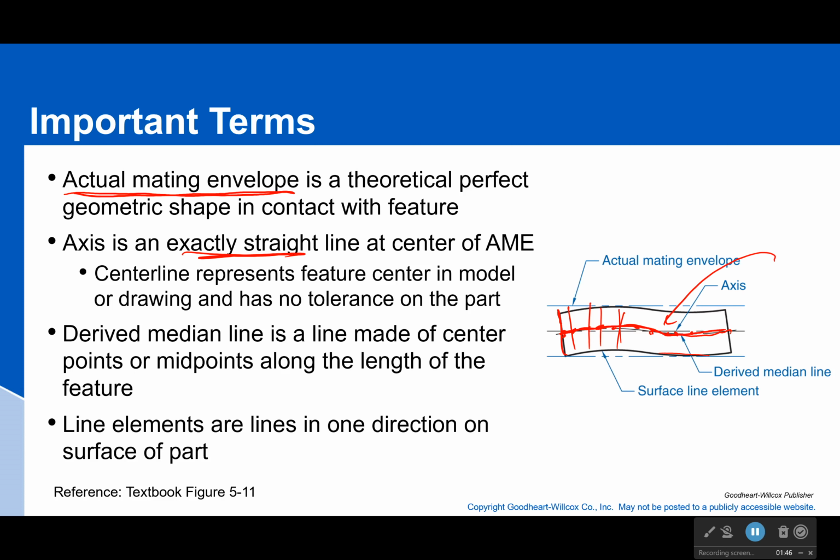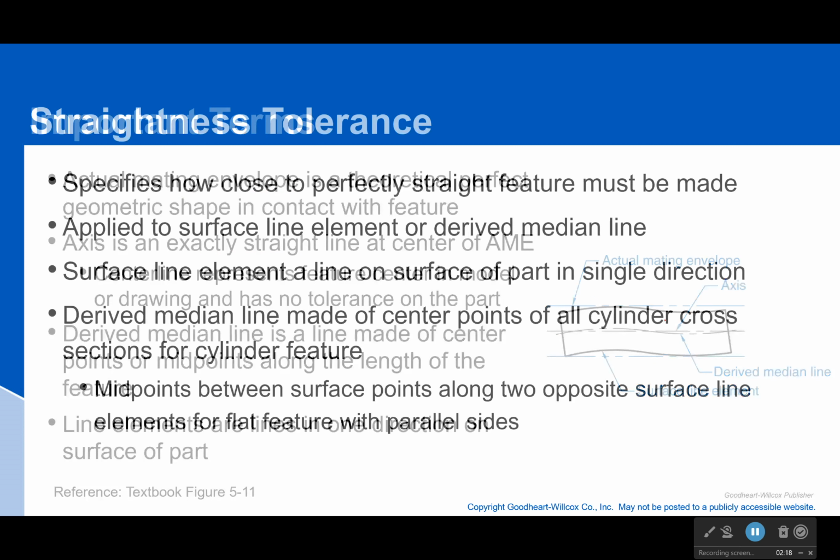The axis, however, is not the center line of my actual created part. It is the center line in the model or drawing. Last thing is line elements. They're lines in one direction on the surface of the part. So most times you'll be shown what direction you need straightness on, because if I apply straightness to this, it makes sense for me to have straightness in that direction, but not in this direction because it's curved.